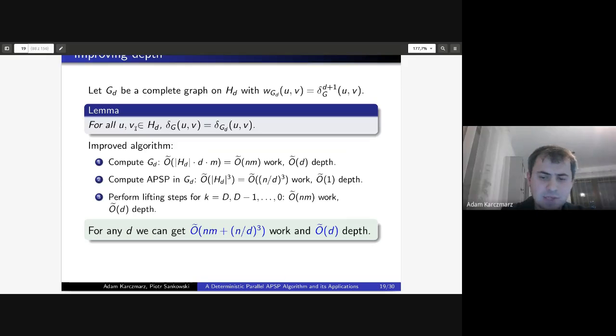So this proves that we can get a trade-off of NM plus (N over D) cubed work and D depth for any parameter D. To minimize the depth and still be nearly work efficient, we pick D like this: (N squared over M) to the 1 over 3. Yes, so that's the randomized algorithm.